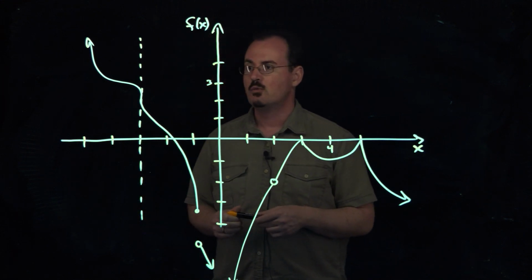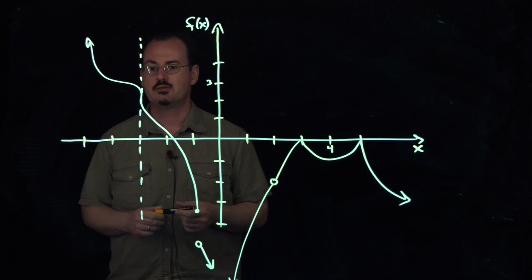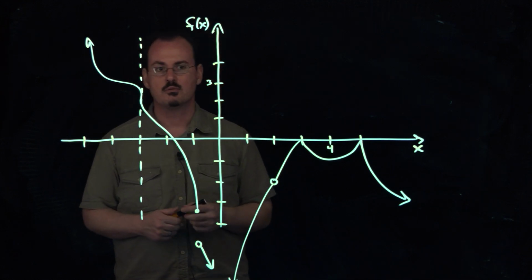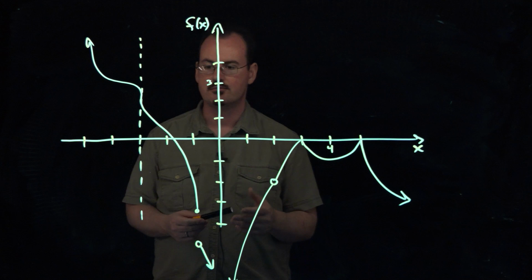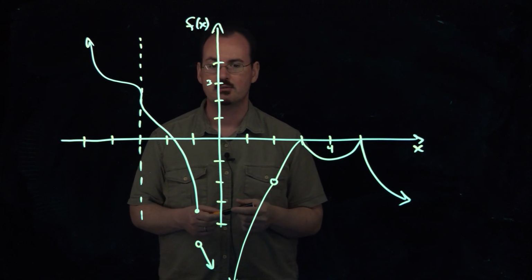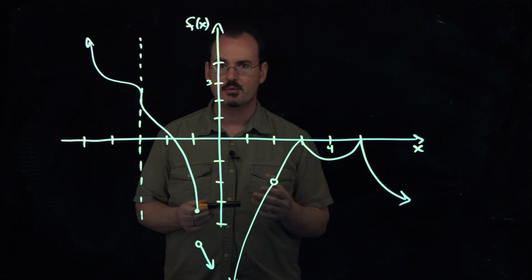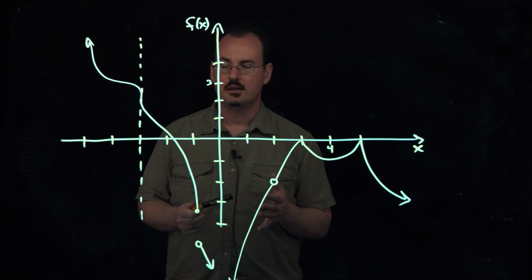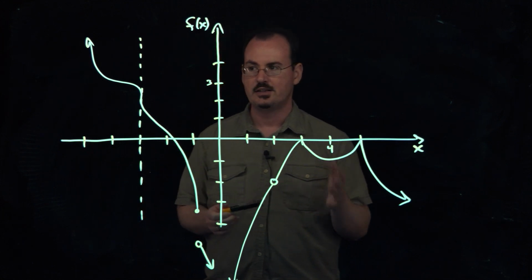So if we recall, where does a function fail to be differentiable? Three things. The first one was the function is not continuous. If it's not continuous, it's not differentiable. The second one was if it has a sharp corner in it. And the third one was if it has a vertical tangent line.